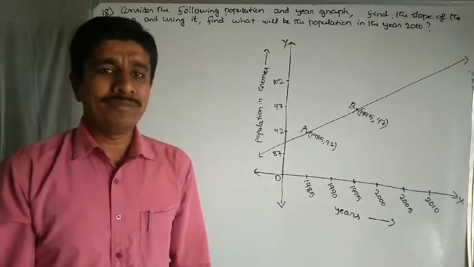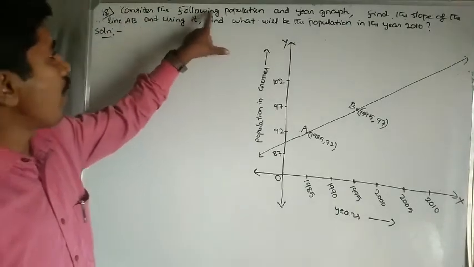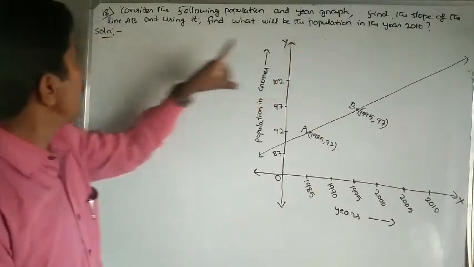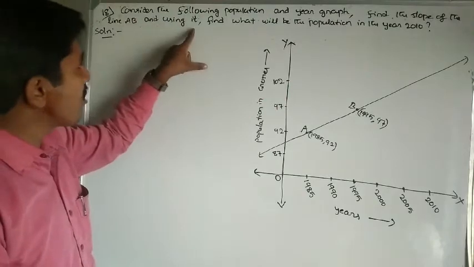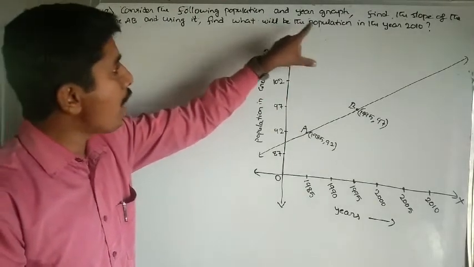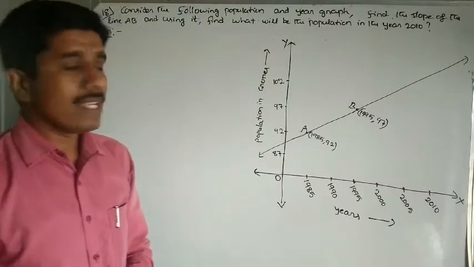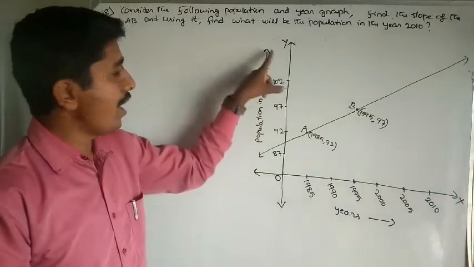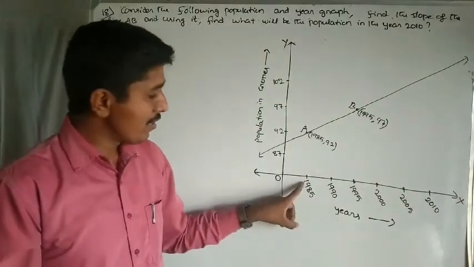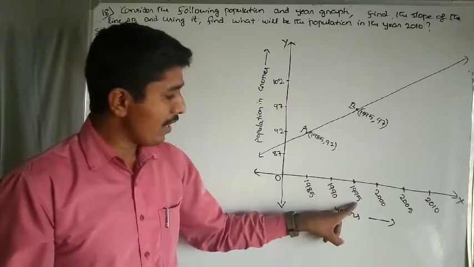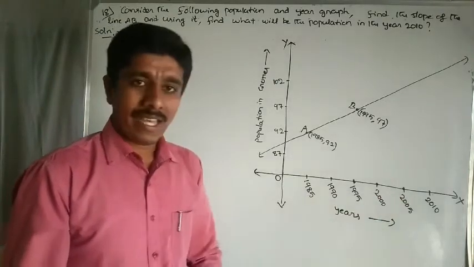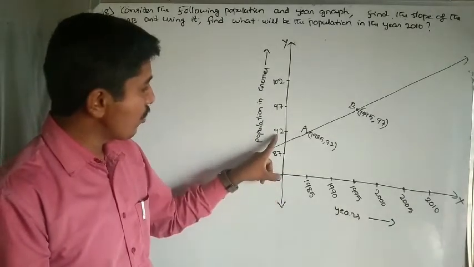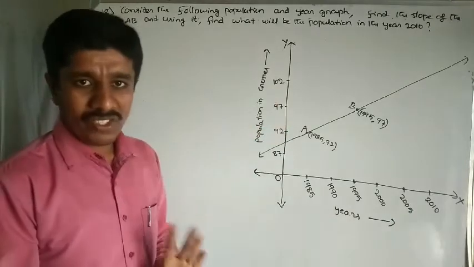Now go to the problem. Consider the following population and year graph. Find the slope of the line AB and using it find what will be the population in the year 2010. Here years are along the x-axis, population along the y-axis. Years means 1985, 1990, 1995, 2000, 2005, 2010. Along the y-axis, population in crores: 87 crores, 92 crores, 97 crores, 102 crores, like that.